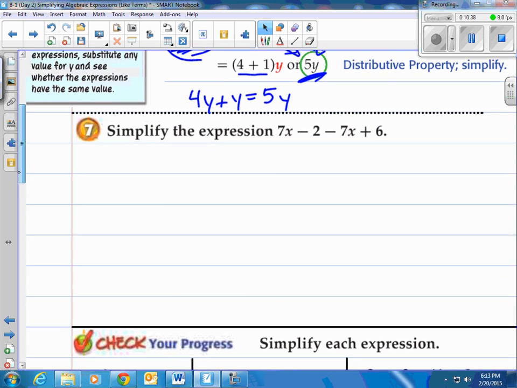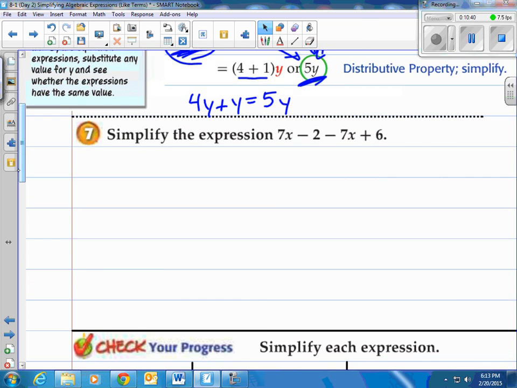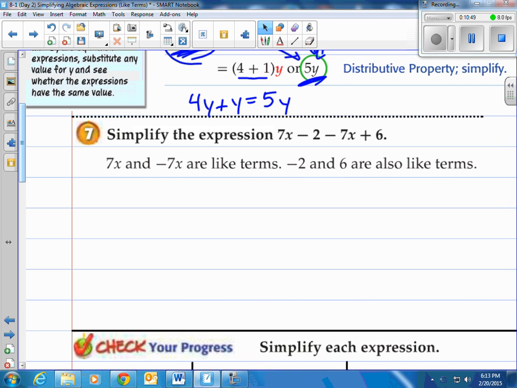Let's look at example 7. Simplify the expression 7x minus 2 minus 7x plus 6. I notice that it has subtractions in it. So the first step is, well, let's notice that 7x and negative 7x are like terms. I would like to do it this way. I don't think they do it here for you, but I'm going to change these to addition. Then we can talk about this line. 7x plus negative 7x are like terms, and negative 2 and 6 are also like terms.